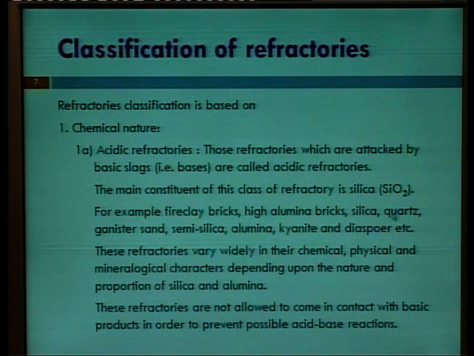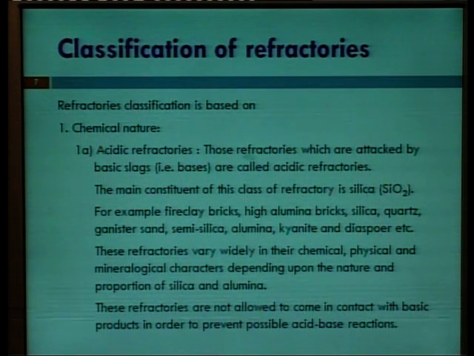So, those refractories which are attacked by basic slags, that is bases, are called acidic refractories. And you see, the main constituent of this class of refractory is silica. See the formula SiO2, Si is silicon and it is an oxide like carbon dioxide; both carbon and silicon belong to the same group in the periodic table, the P block. It means that this is a non-metal oxide.